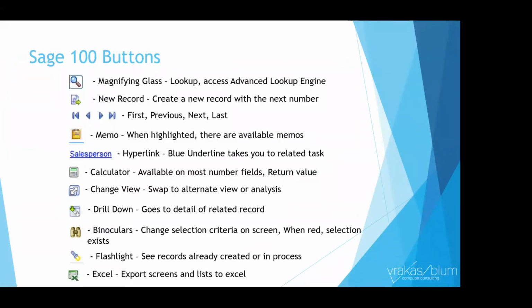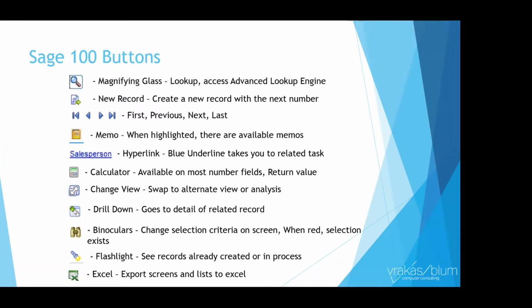Our drill down. So anywhere we see the three arrows going down, that takes us into the detail of a related record. If we're on the invoice screen, for example, that's going to take us into the invoice history and allow us to see the invoice detail of that record.